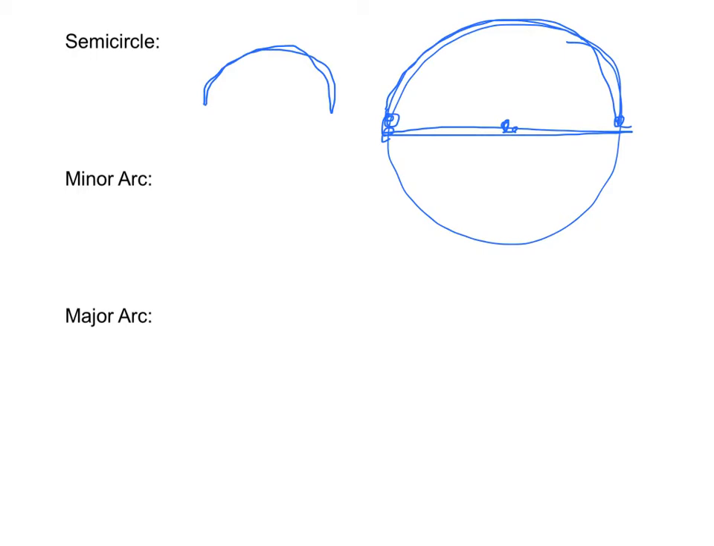A minor arc is the arc of a circle that is less than a semicircle, so it could be like that, or like that. And a major arc is an arc of a circle that is more than a semicircle, so it's going to be more than 180 degrees. It's going to be something like that, or almost a circle.